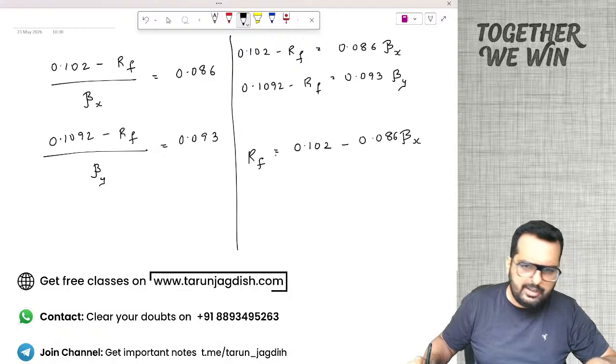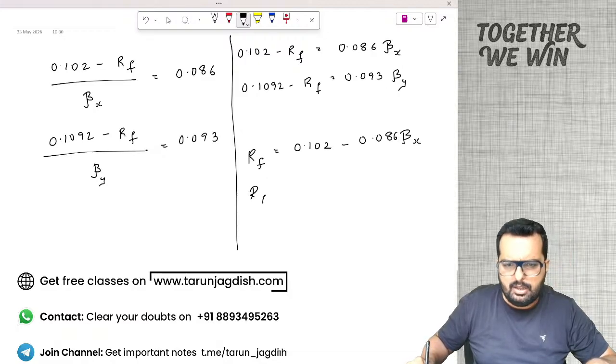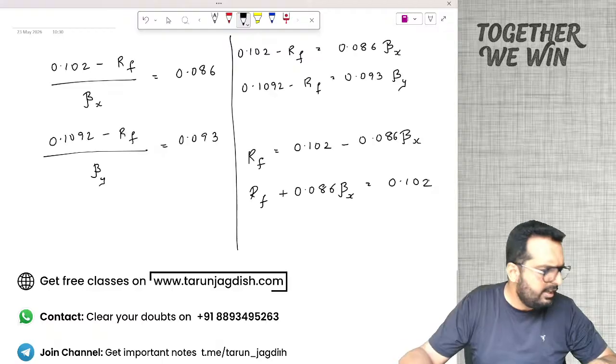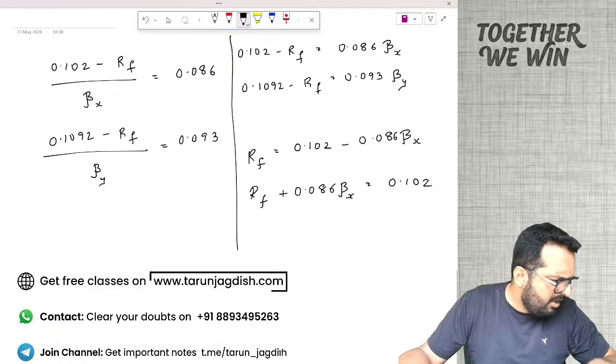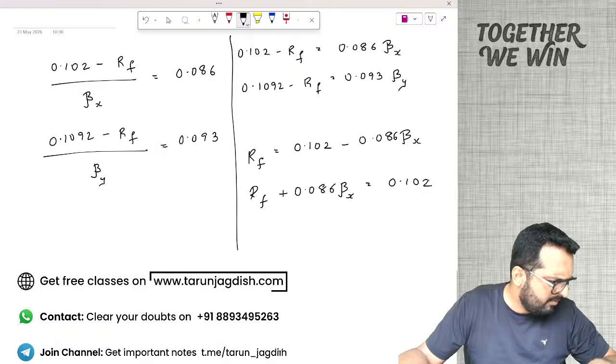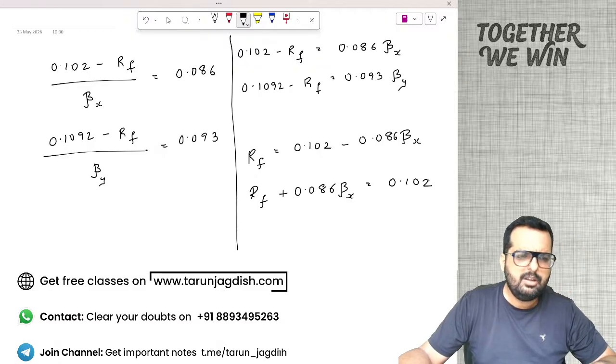RF plus 8.6 is equal to 10.2. Okay, RF plus 0.086 beta X is equal to 0.102. I agree with that part. How did you get RF plus 5B is equal to 8.88? From where did you get that 8.88? RF plus 5B.